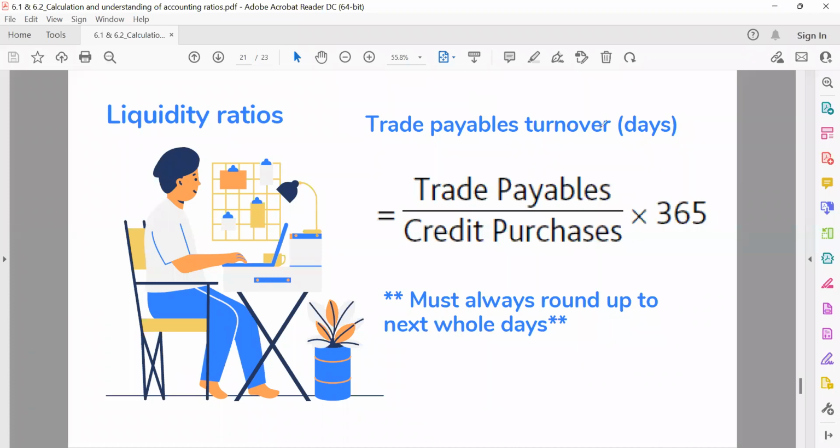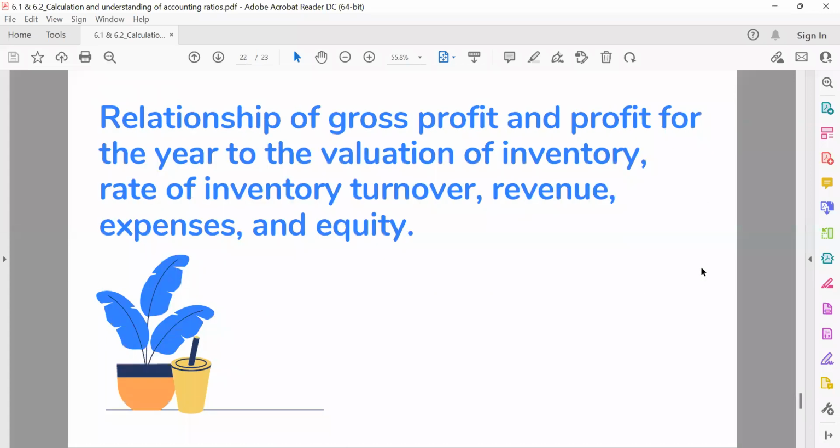Okay, trade payable turnover. Trade payable over the credit purchases times 365 days. Same thing, it must always be rounded up to the next whole day. This shows, for example, you have 30 days and you have 25 days. This one is basically taking 30 days to pay the supplier, and this one takes 25 days to pay the supplier. There are pros and cons to paying faster or later, depending on the situation and the question.